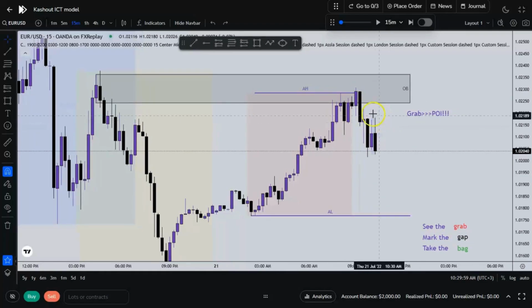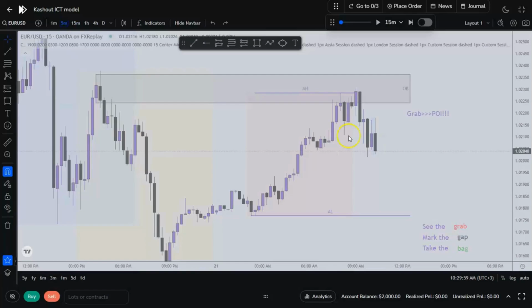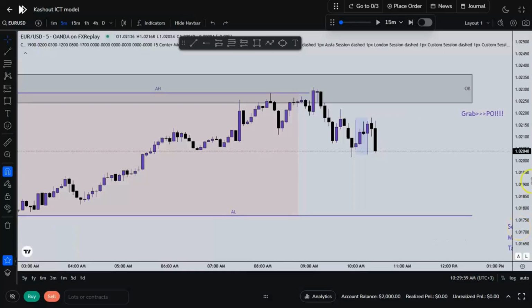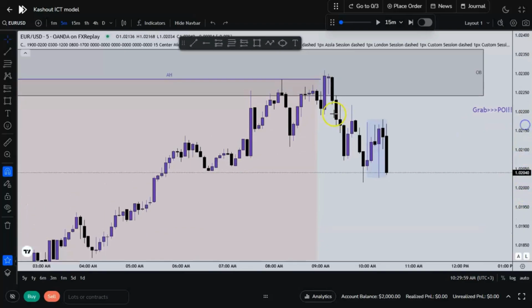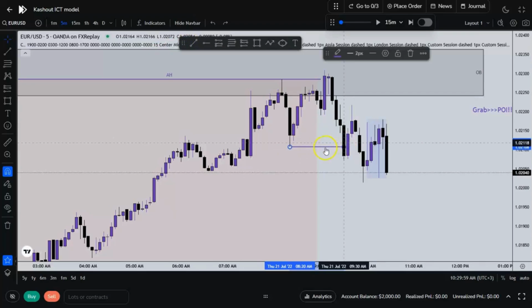As you can see, I already went a little forward, but all we have to wait for right now is for price to create a change in market delivery. So we go to a lower time frame. This was the M15, we go to the M5. We look for a change of character or market structure shift, and you can see our market structure shift came in from here. If I can just zoom in, our market structure shift came in from here when it took out this low.